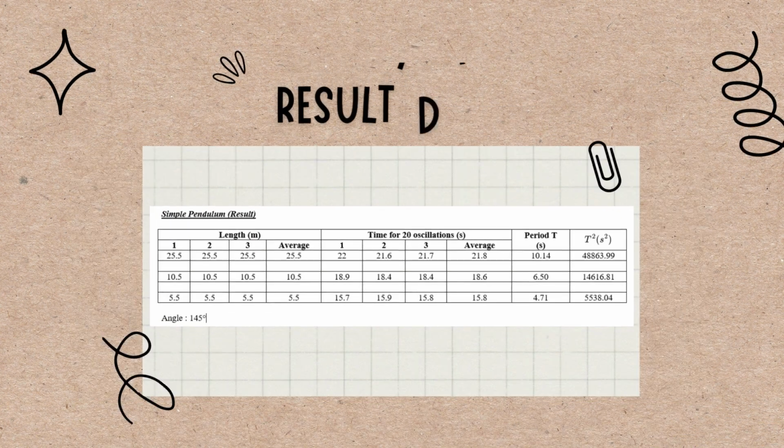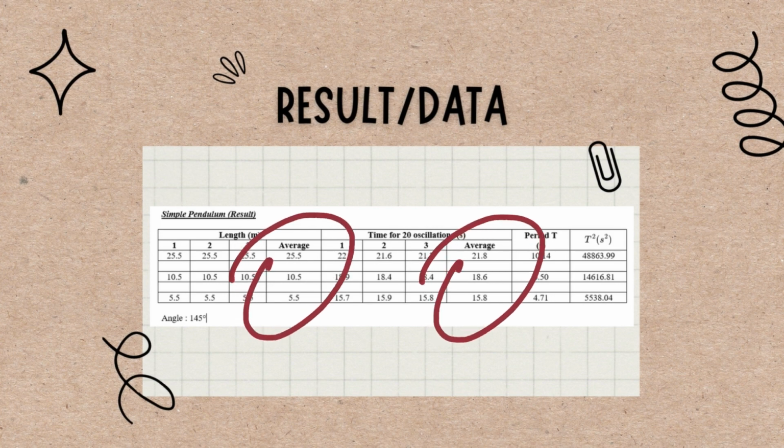Here is the result for our simple pendulum experiment. As you can see here, we are using 3 measurements for the length, which are 25.5 meter, second 10.5 meter, and lastly 5.5 meter. We did the experiment 3 times and then added all the values to get the average for both length and time.